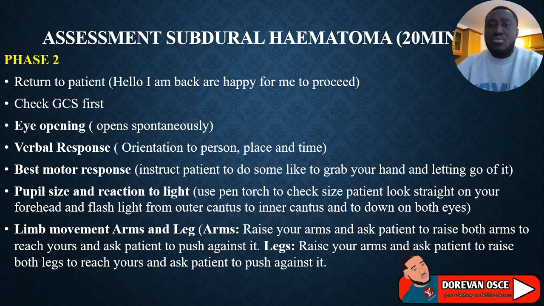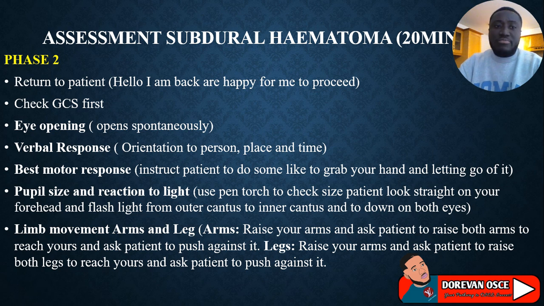With the best motor response, you are just checking whether the patient is able to respond to stimulus, or if you ask them to do something, whether they'll be able to do it. Sometimes you can just ask them to pull out their tongue, or ask them to grab your hands and let go. So you're just checking the best motor response. After that, you give a score for that, depending on whether the patient obeys commands or whatever.